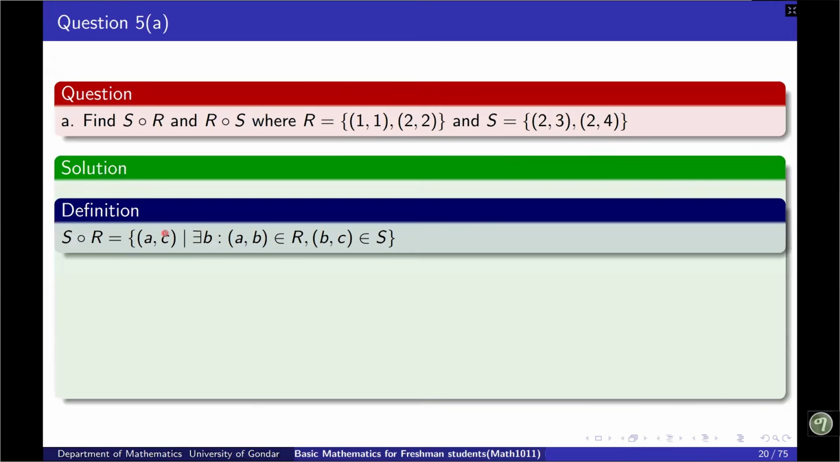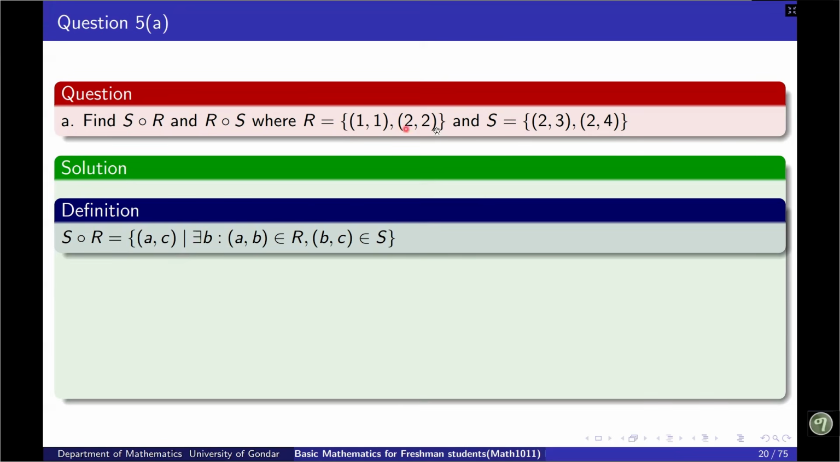For S composite of R, by definition, S composite of R is the set containing ordered pairs (a, c). But for (a, c) to be an element of S composite of R, there must exist b such that (a, b) is an element of R, the first relation, and (b, c) must be an element of S. If (a, b) is in R and (b, c) is in S, then (a, c) must be an element of S composite of R.